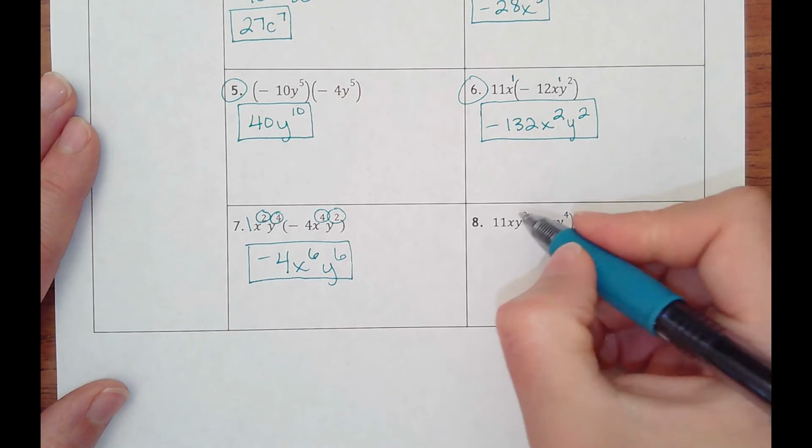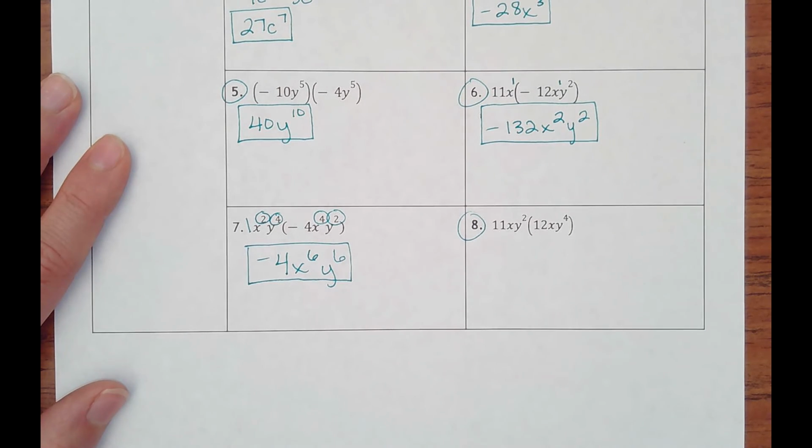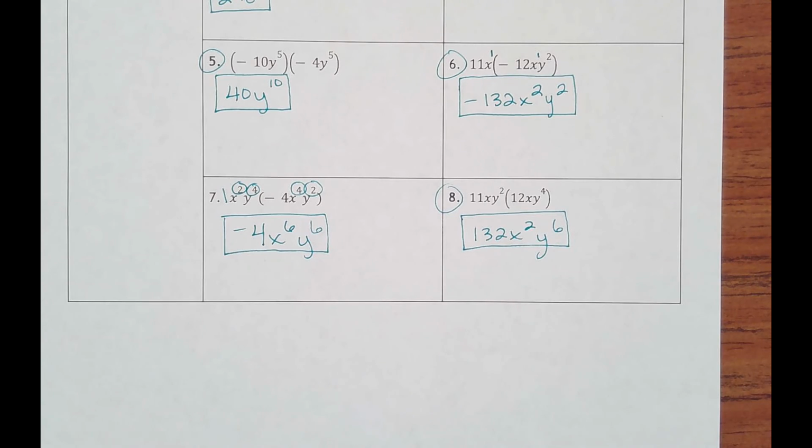Okay, and I'll definitely let you pause and try number 8. Okay, and the answer you should have gotten is 132. You have x squared times y to the 6th. And that's it on product rule. So now you have a Delta math assignment.